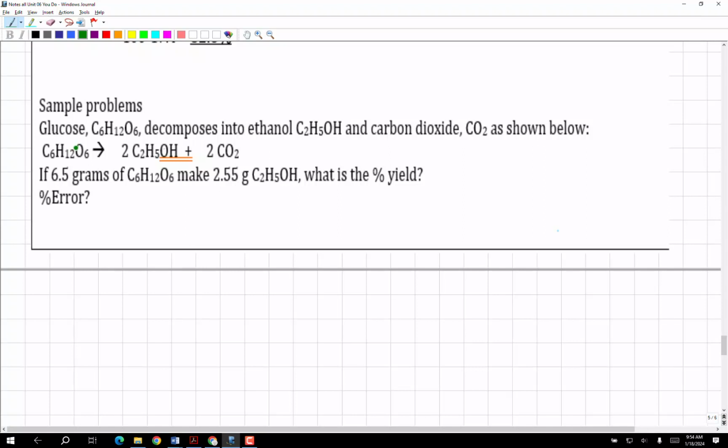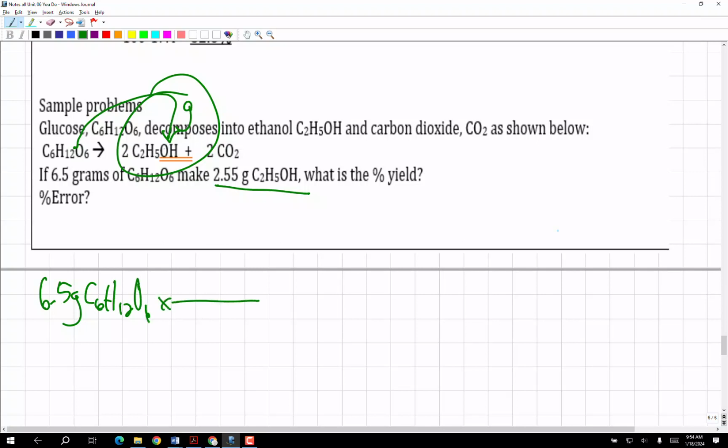What I'm going to do is take this and convert it into the one I have a number of. Isn't that weird? I know it's 2.55, but how much should I get? So I'm going to do this in grams. 6.5 grams of C6H12O6 times 1 mole C6H12O6 and molar mass. So 6 times 12.01 plus 12 times 1.01 because hydrogen is 1.01, plus 6 times 16.